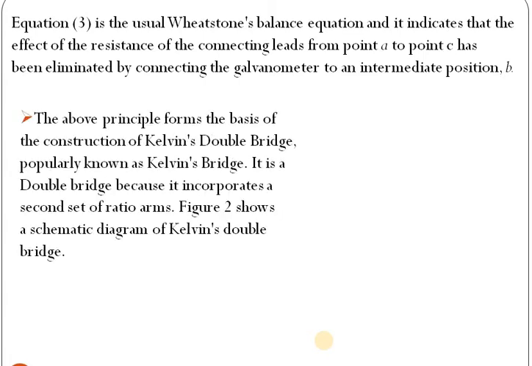Now the above principle forms the basis for construction of Kelvin's double bridge, popularly known as Kelvin's bridge. It is a double bridge because it incorporates a second set of ratio arms. The second set of ratio arms is shown in figure 2, which shows the schematic diagram of Kelvin's double bridge.